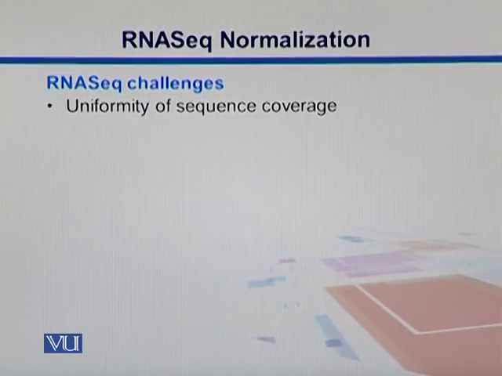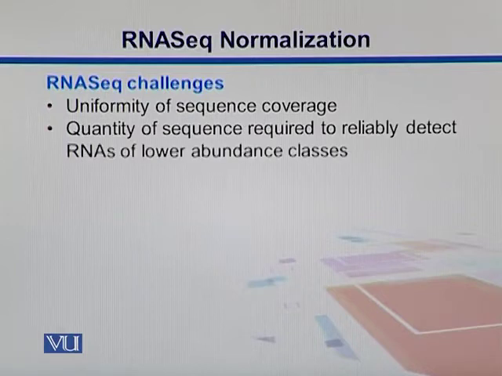So RNA-seq has some challenges. There is uniformity of sequence coverage. So the sequencing reads which are coming from different regions of a genome or a transcriptome, are they uniformly derived from each area? That is an important aspect to cover. The quantity of sequence required to reliably detect RNAs of lower abundance classes might also be a big issue. So what quantity of RNA should we require so that we can capture the genes which are lowly expressed? Where you define the threshold is the important challenge.